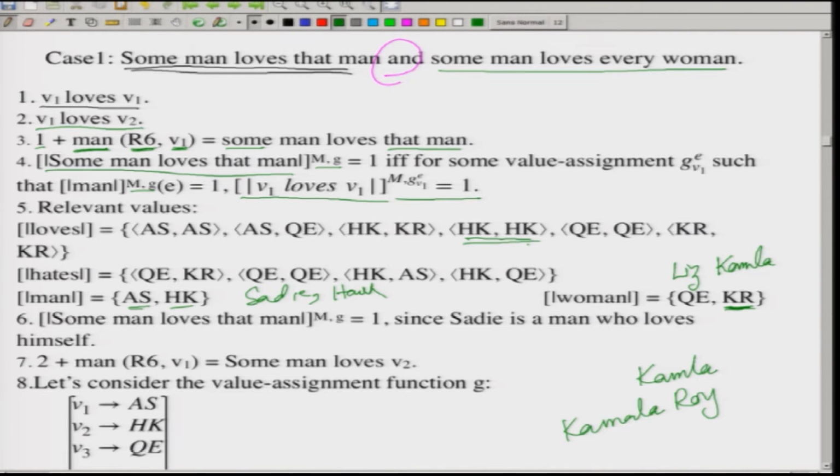We are happy with this because there is at least one value assignment, g e v1. So what is this e? If g assigns HK to v1, then we can see that with respect to that the truth value of this will be 1. Because of that, we can say that the entire sentence will receive the truth value 1, because this is a some case, which means this is an at least one case. Because at least one satisfies this, we must say that this is perfectly all right. And then we get back to the second part of it, that is, some man loves every woman.